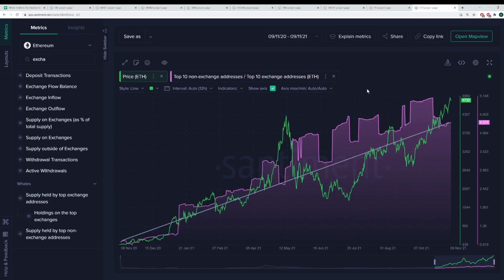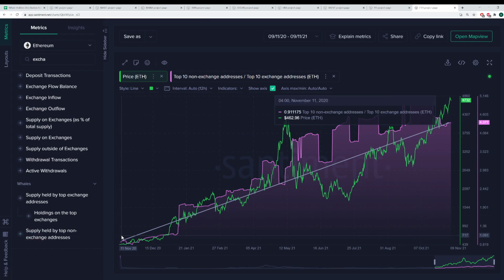Last but not least, I've just drawn a line for Ethereum showing the steady rise in this ratio of top 10 non-exchange addresses versus top 10 exchange addresses. It's very clear that more and more Ethereum, for a variety of reasons, whether it be DeFi or lending, whatever kind of use cases Ethereum is showing more and more of on a daily and weekly basis, is causing the top 10 non-exchange addresses to continue to balloon as the top 10 exchange addresses fall.